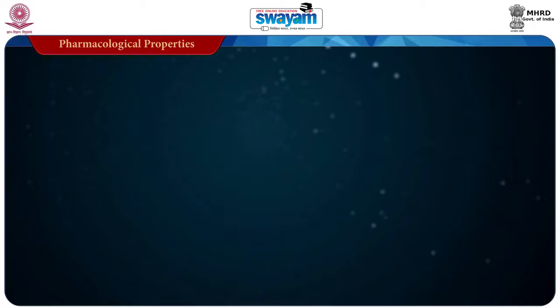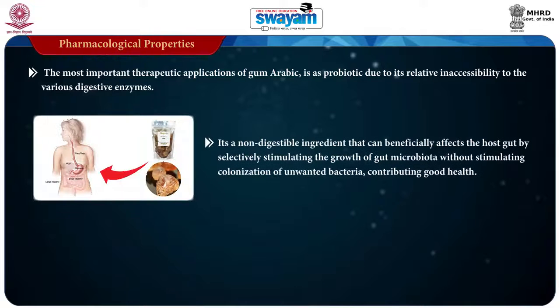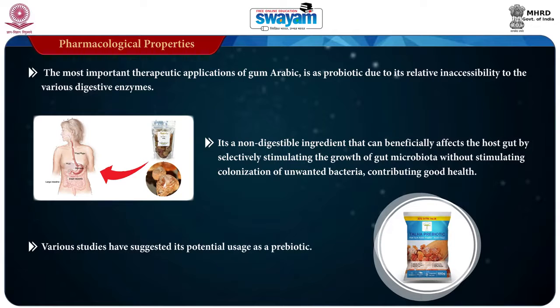Now, talking about pharmacological properties of gum arabic. The most important therapeutic application of gum arabic is as a prebiotic. This is due to the relative inaccessibility to various digestive enzymes. It is a non-digestible ingredient that can beneficially affect the host gut by selectively stimulating the growth of gut microbiota without stimulating colonization of unwanted bacteria, and thus it contributes to good health. Studies have suggested its potential usage as a prebiotic.